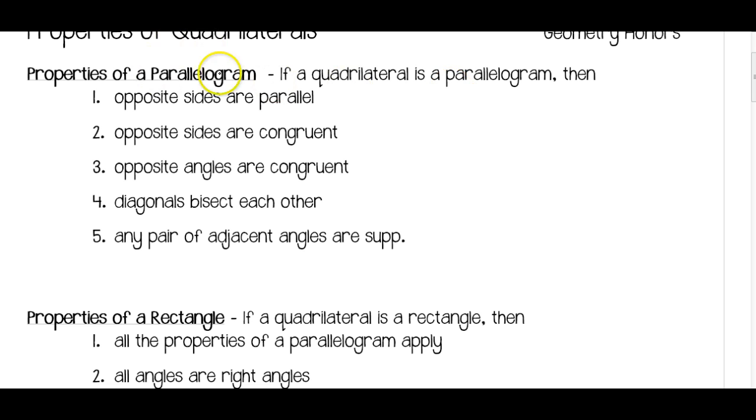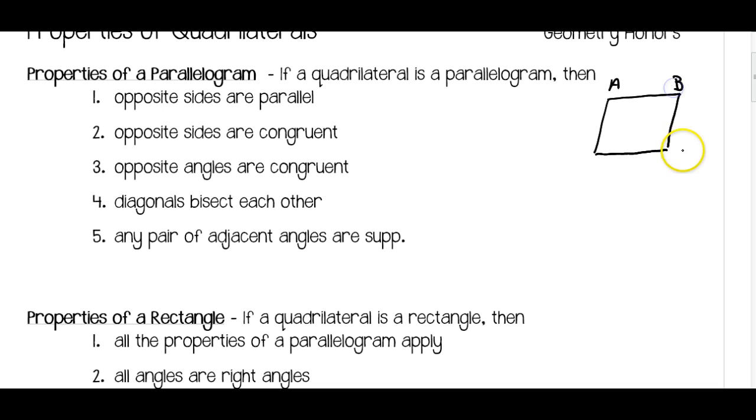So properties of a parallelogram: if a quadrilateral is a parallelogram, then we have these 5 properties, and the properties build from one another. So if we were going to prove these, first we would prove number 1, then we would prove number 2, and so on until we got to number 5. So the order that these are in is really important. I'm going to go through the first one here with you, and then I want you to do the rest on your own. And if you have questions about what you've done, make sure you ask me in class.